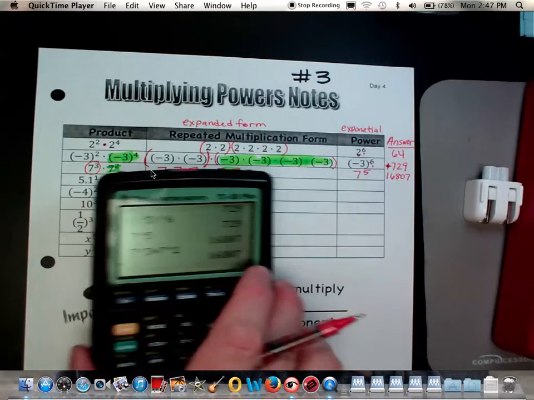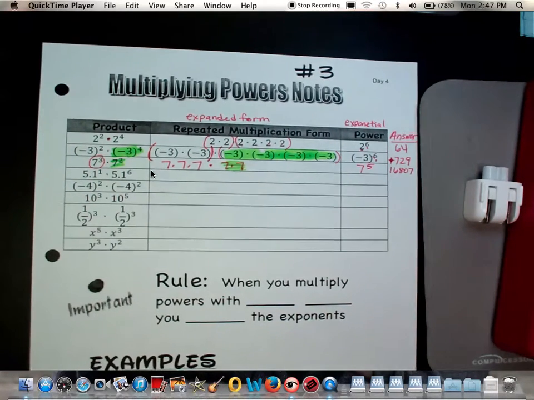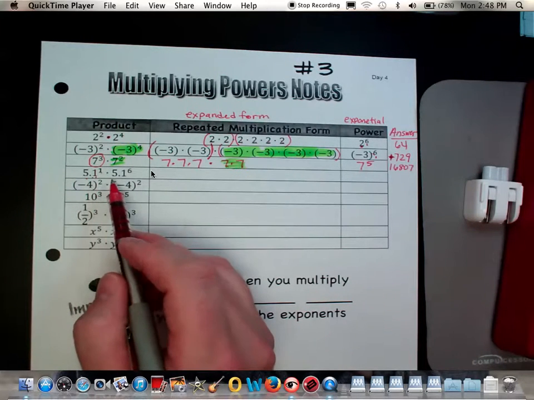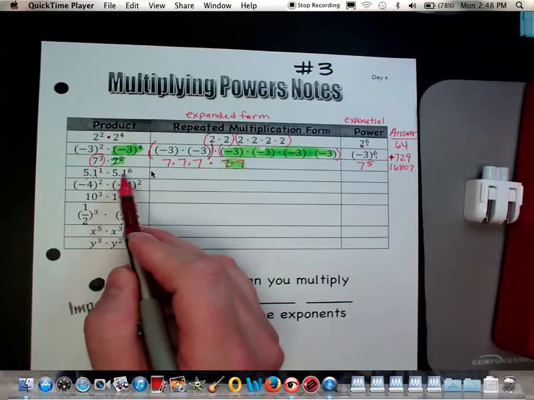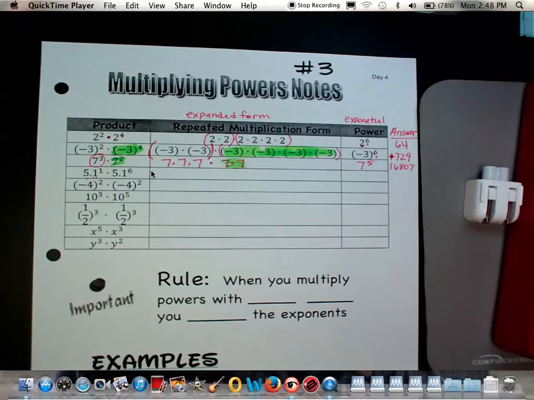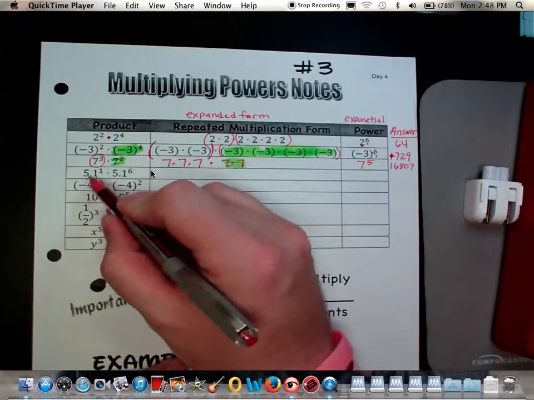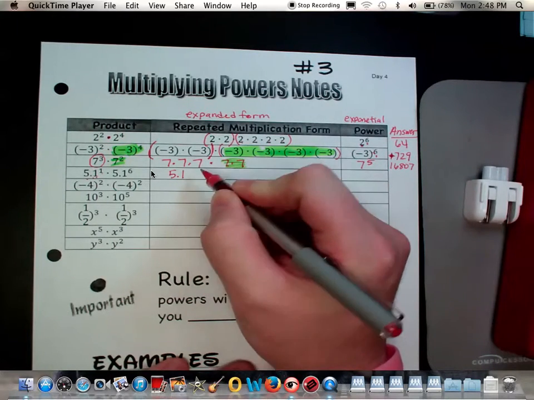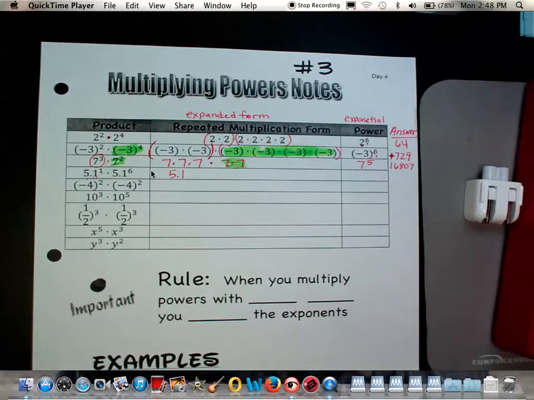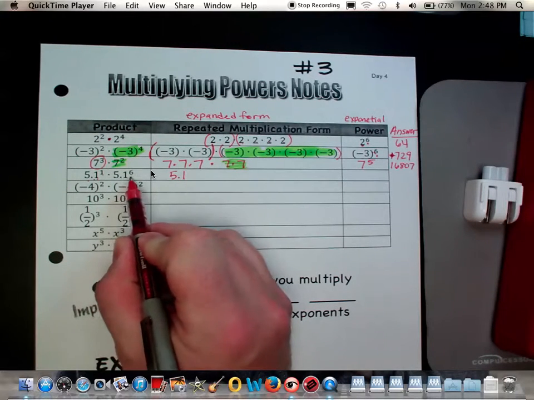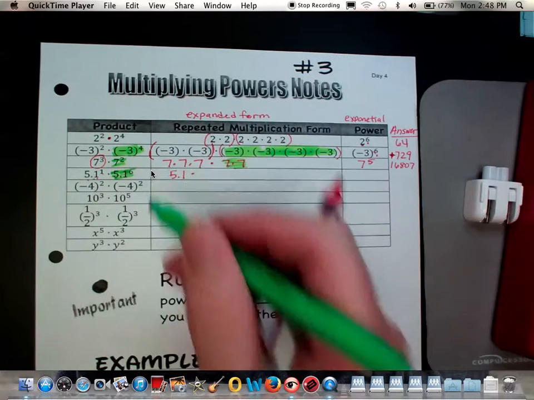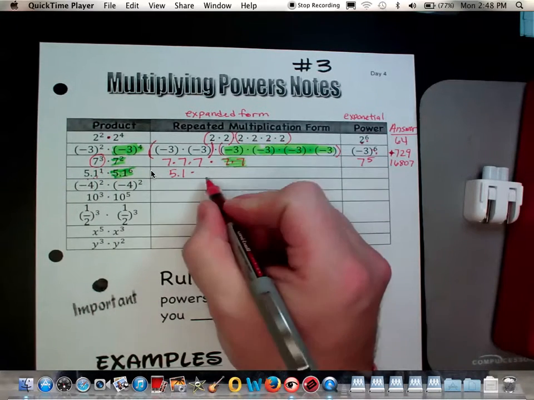Alright. So here we come to our next one. This is 5.1 to the first power times 5.1 to the sixth power. Well, let's see what we can do. Okay, so what I'm going to do is I have 5.1 to the first power. I'm just going to write that down one time. My next one is 5.1 to the sixth power. So I'm going to highlight that one in green. And I need 6 of those.